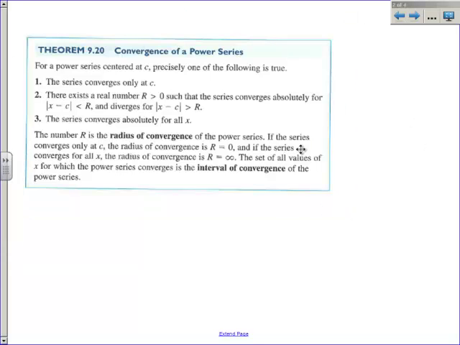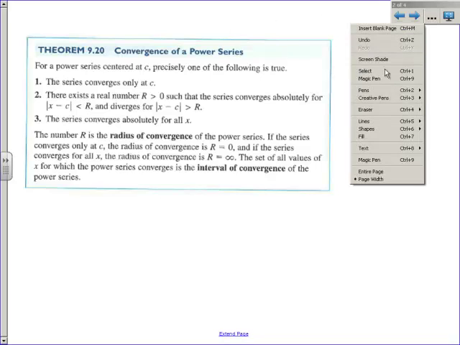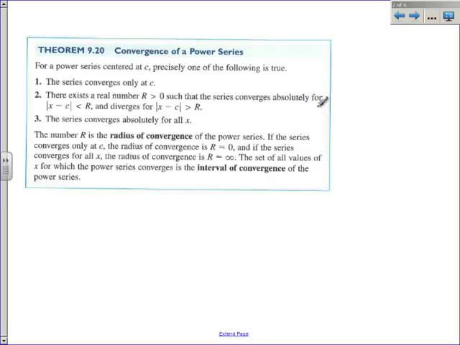Now, I pulled this next theorem directly out of your book, so please do not write this down unless you just have to. This is theorem 9.20 out of your textbook, but I just want to talk you through this. There's only three possibilities for a power series when we're talking about interval of convergence. One of those possibilities is that the series itself is so crazy that the only time it's useful is simply at its center, and you can't use any other values of x for it.